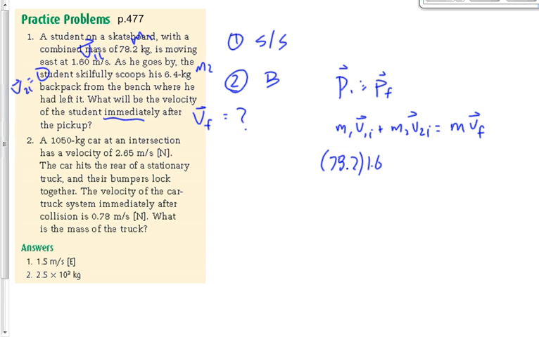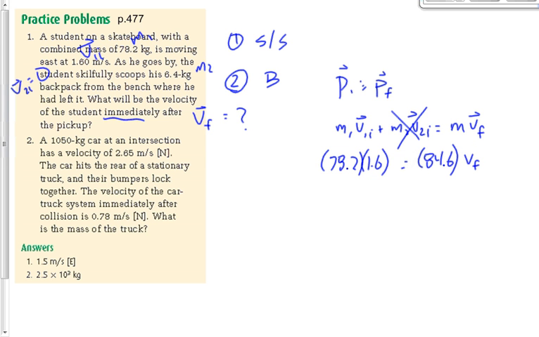V1I, 1.6. Cross that off. Why did I cross that off? Why did I X that out? Good, it's going to equal 0. V2I is 0, so whatever M2 is, 6.4 times 0 is 0. M over here is what? 84.6 kilograms. Why is it 84.6? Yep, add the 2 masses together. The kid picked up the backpack. Okay, the backpack is on his back now. Total mass of the kid is 84.6 kilograms.